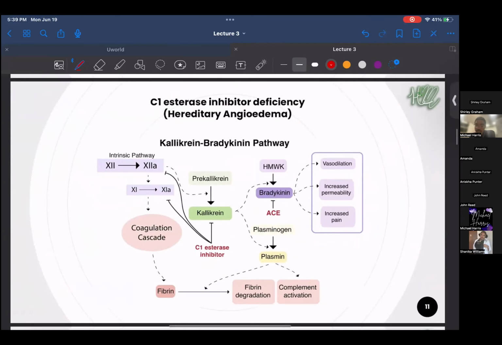So now let's talk about a condition that has to deal with damage to the C1 esterase inhibitor. So C1 esterase inhibitor not only does a little bit with complement, but also does a little bit with bradykinin. Bradykinin is a big player in forming swelling.